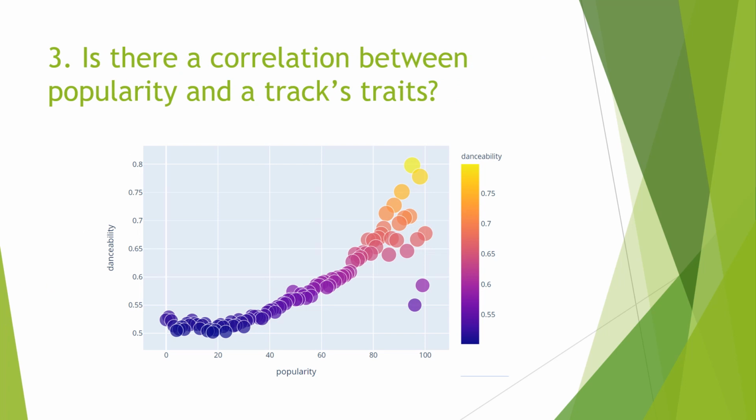For the next question, we explore the correlation between popularity and track traits. First of all, we focus on the correlation between popularity of the song and how common it is to dance to the given song. On the graph on the slide, we can see that the more popular a song is, the higher the danceability index is, which means that the more popular a song is, the more common it is to dance to the song.